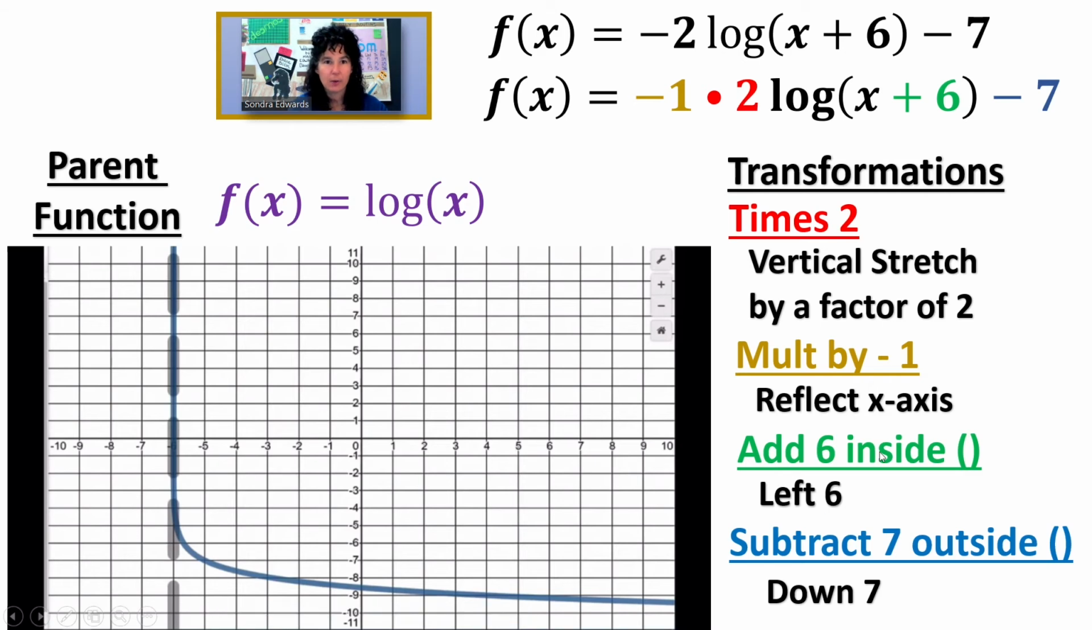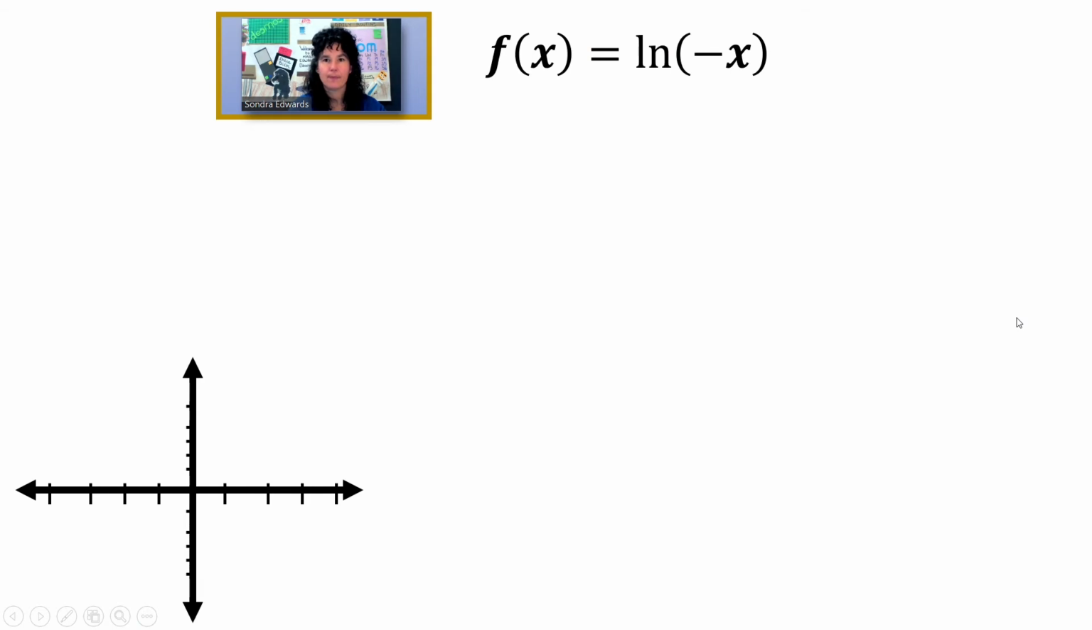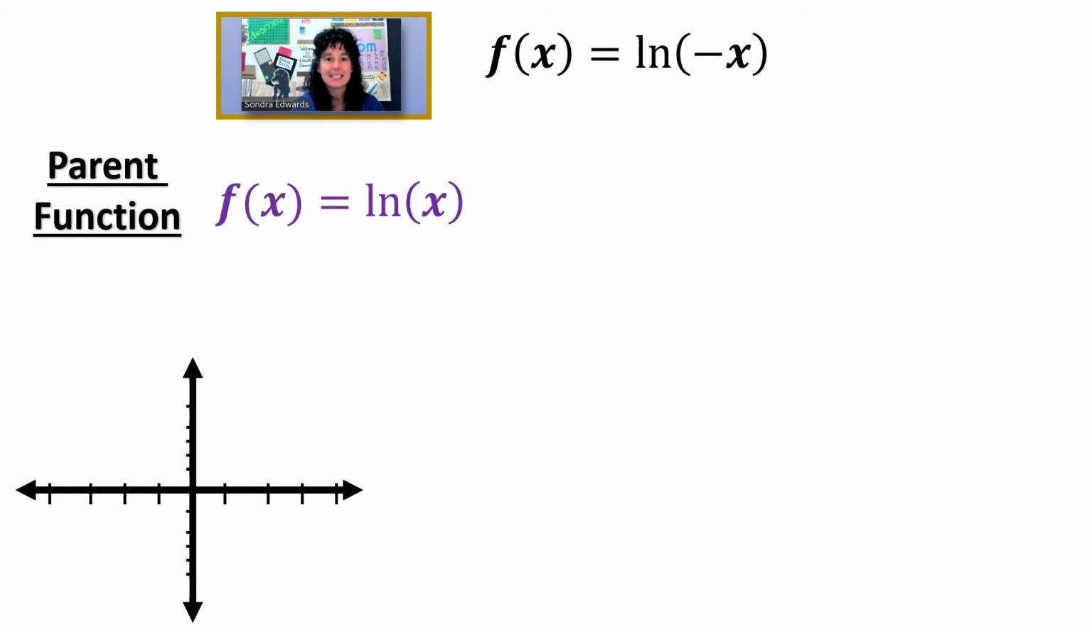Okay, how about another one? What happens if you replace the x with a -x? Okay, let's start with the parent function. The parent function for natural log of x. It simply means the base is e, 2.7.